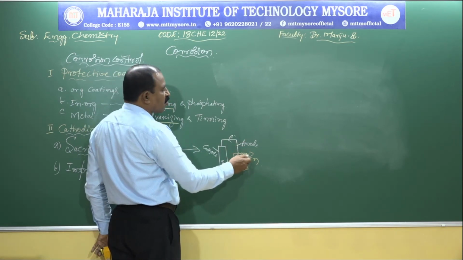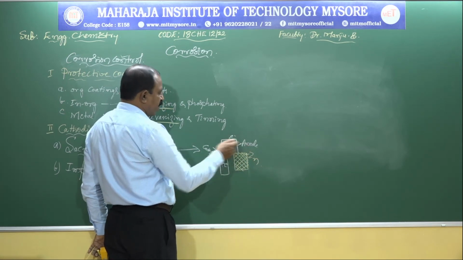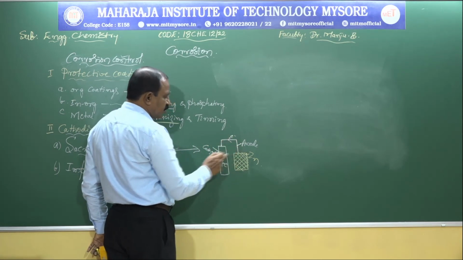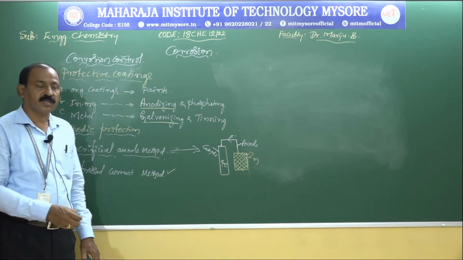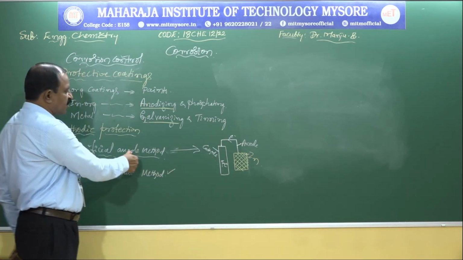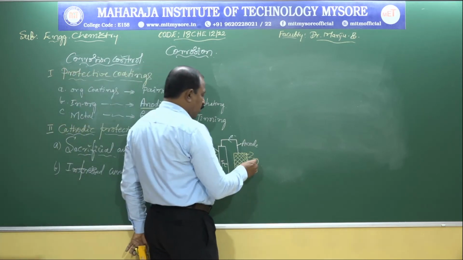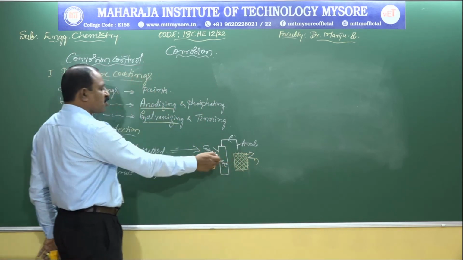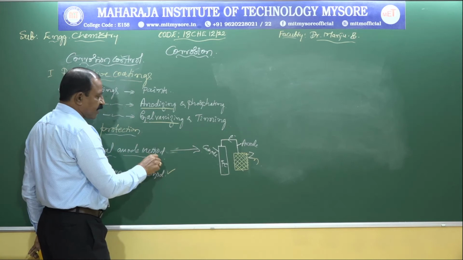Zinc undergoes oxidation, the electrons are removed and passed from anode to cathode through an external wire. This acts as anode, this acts as cathode. Now iron is free from corrosion. That method is called the sacrificial anode method. Why do you call it the sacrificial method? Zinc sacrifices its life to prevent the corrosion of iron metal. That's why they call it the sacrificial anode method.